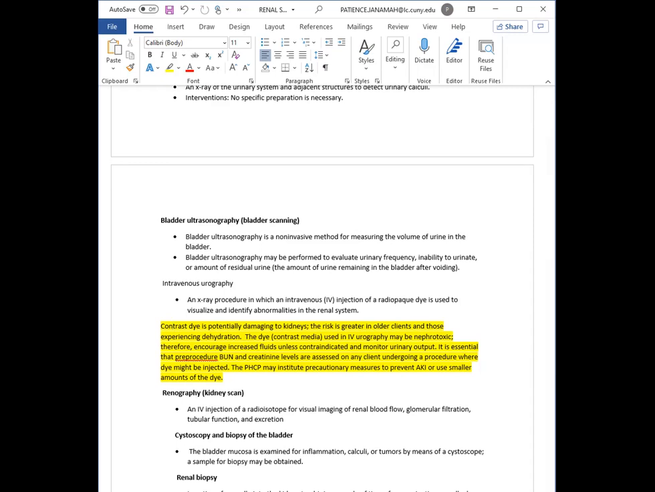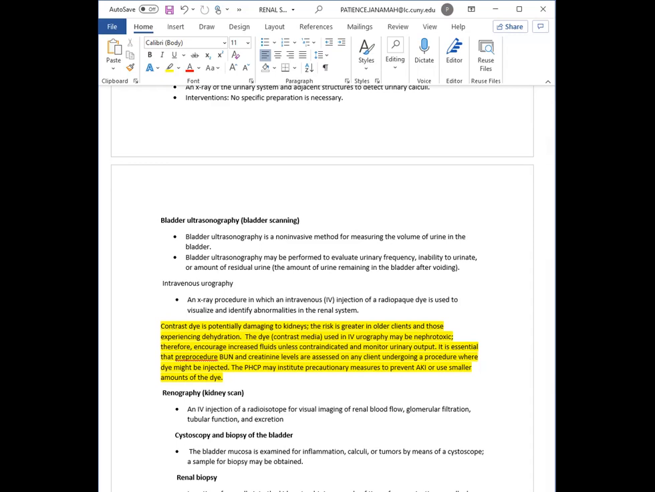It is also essential that the pre-procedure BUN, blood urea nitrogen, and the creatinine levels are assessed on any client that is going for a procedure where dye might be injected. That's what I just explained. So the primary care provider will institute precautionary measures to prevent acute kidney injury and use smaller amounts of dye.